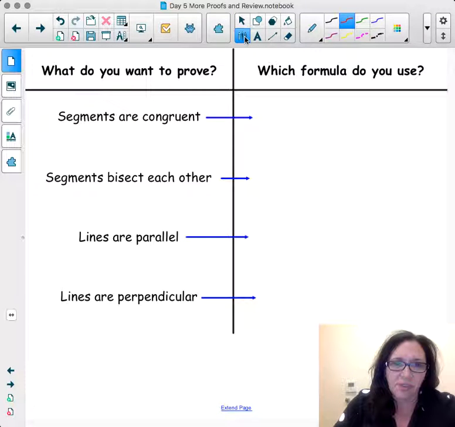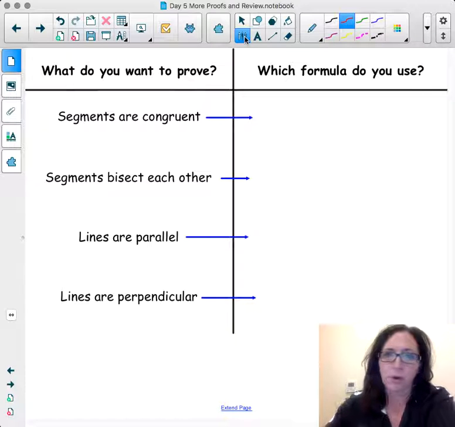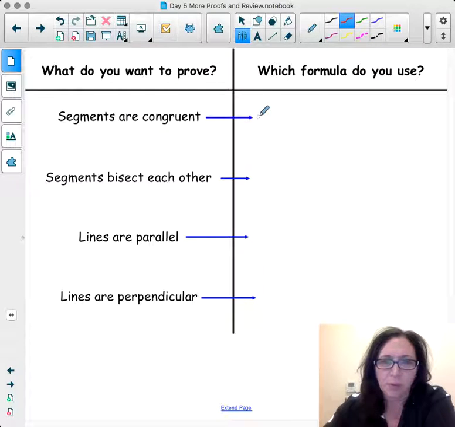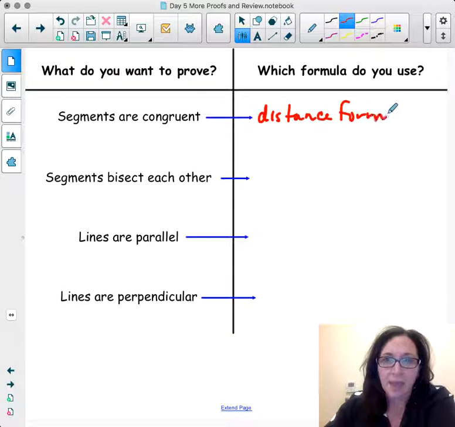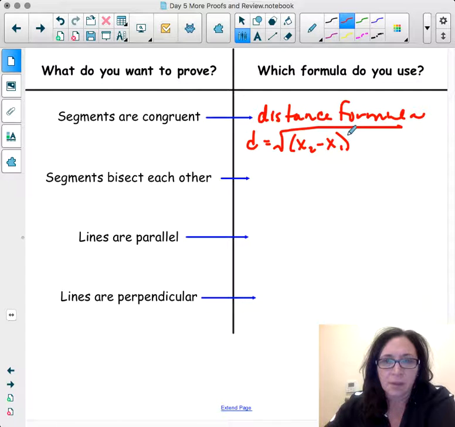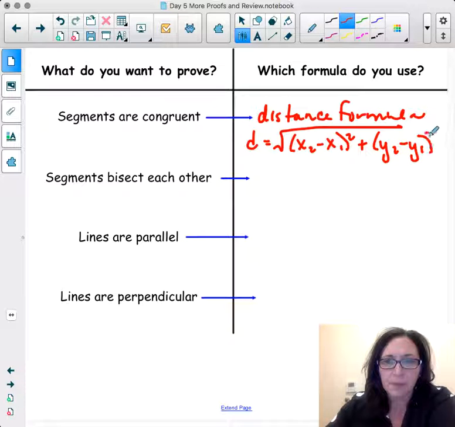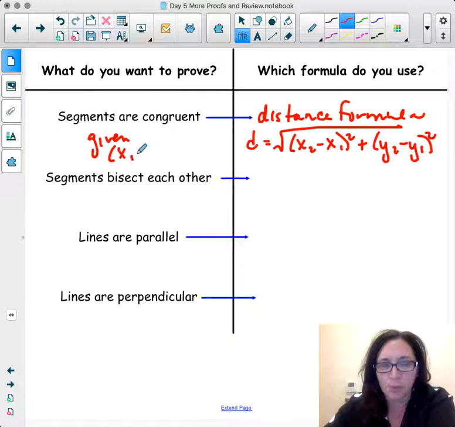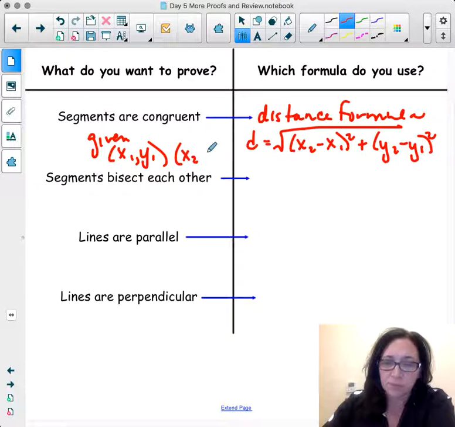Starting with coordinate proofs, if we want to prove that segments are congruent, then we are going to use the distance formula. The distance formula is distance equals the square root of subtracting your x's, quantity squared, plus subtracting your y's, quantity squared. This is given two points: point 1 would be x1, y1, and point 2 would be x2, y2.